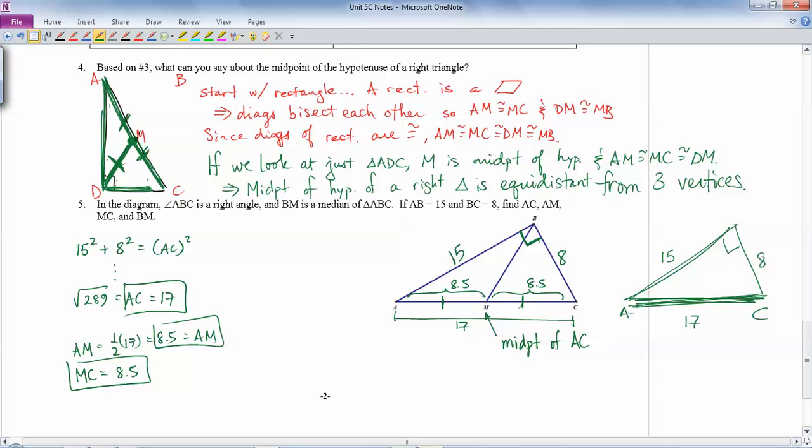Okay. Well, how about this length right here? That's actually the point of the previous problem. We figured out that the midpoint of the hypotenuse of a right triangle, that's M, is the same distance away from all three corners. So the distance from M to A is the same as the distance from M to C, and should be the same as the distance from M to B. So this is also 8.5. So BM also equals 8.5.